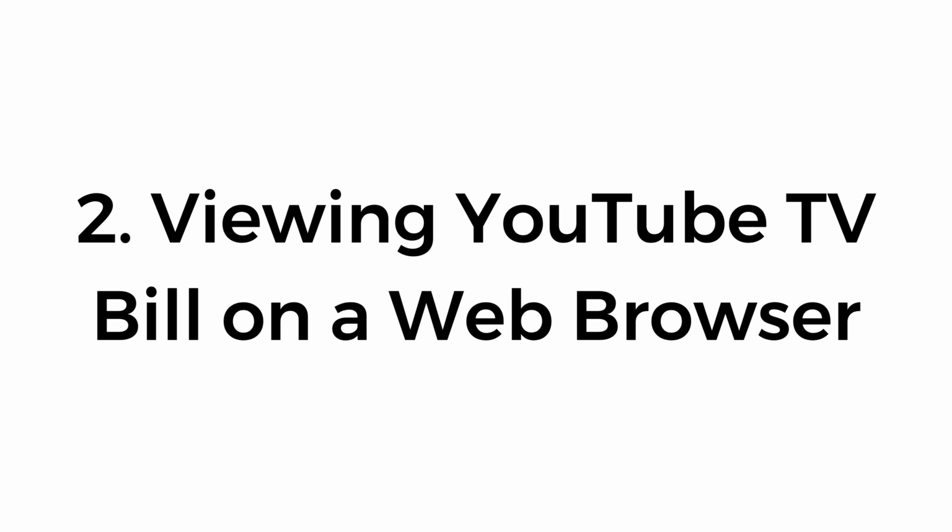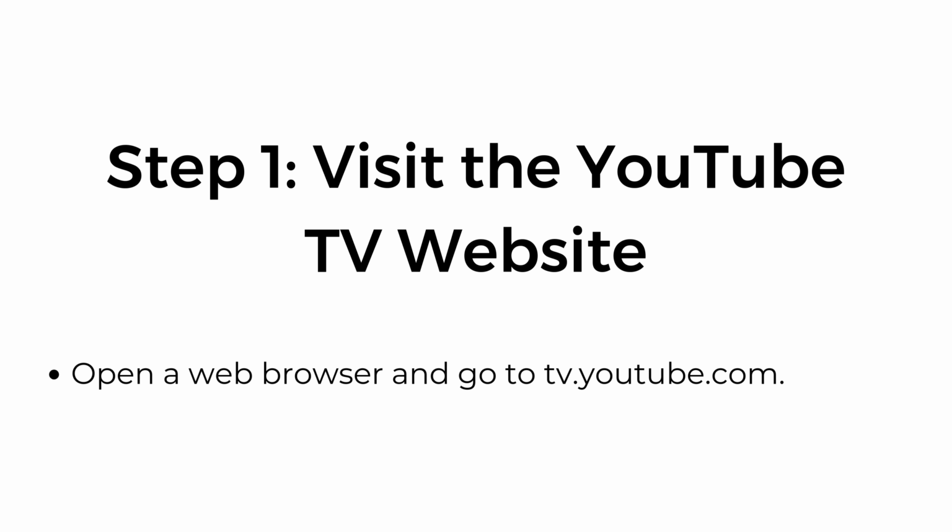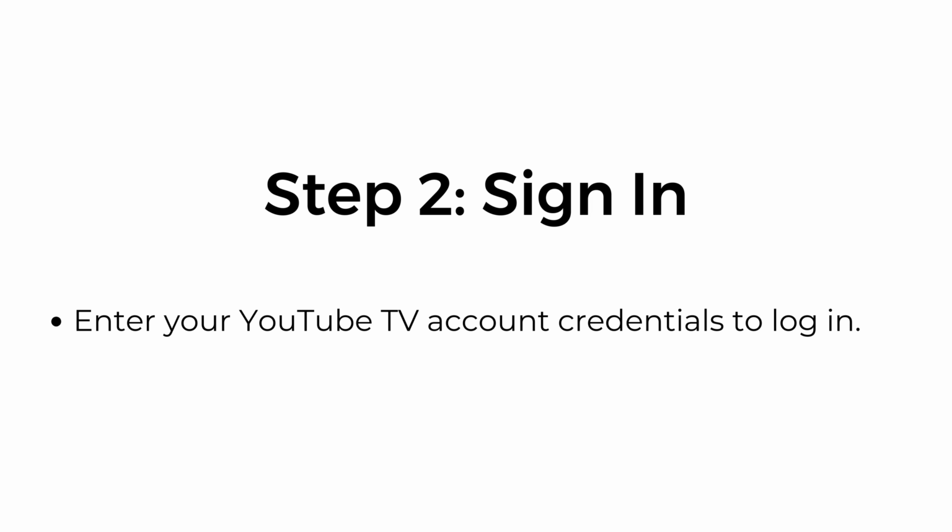Number 2, viewing YouTube TV bill on a web browser. Step number 1, visit the YouTube TV website. Open a web browser and go to tv.youtube.com. Step number 2, sign in. Enter your YouTube TV account credentials to log in.